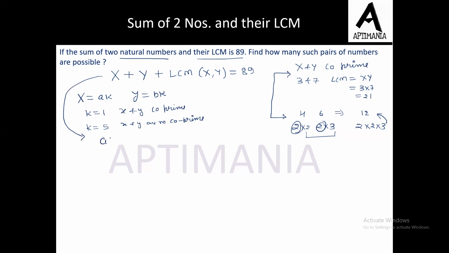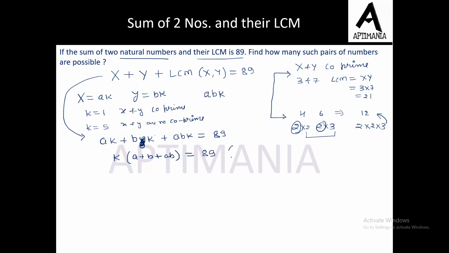So we'll have ak plus bk plus LCM. Now in this particular case, the LCM would be abk, right? So abk, and this must be equal to 89. Now what we can do is, we can simply take out k common. If we take out k common, we are left with a plus b plus ab is equal to 89.